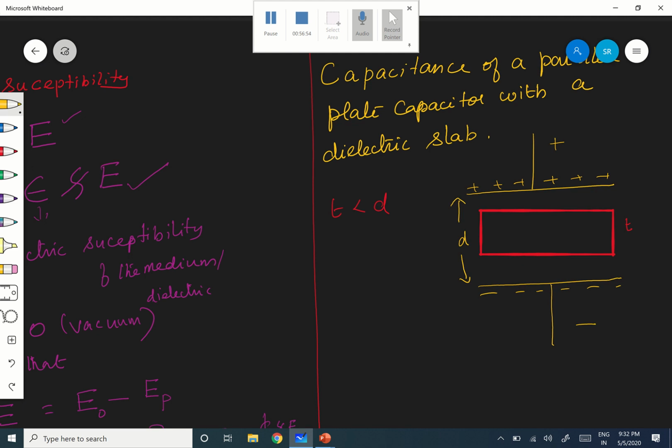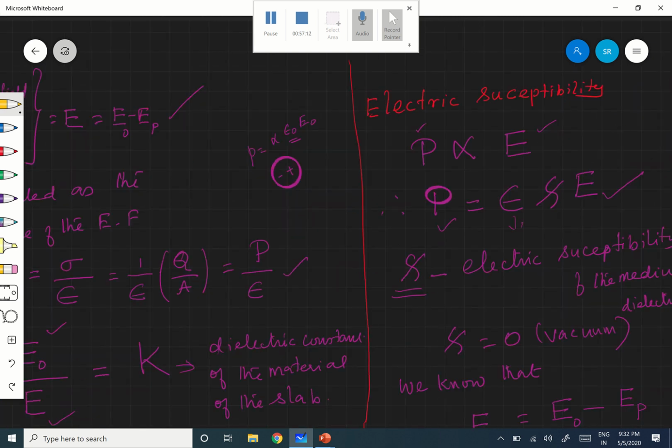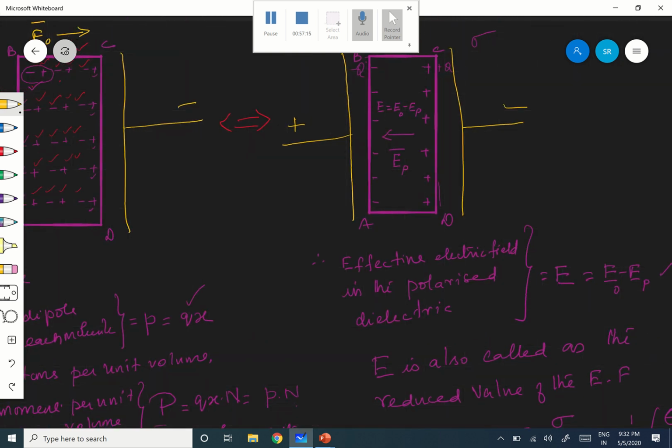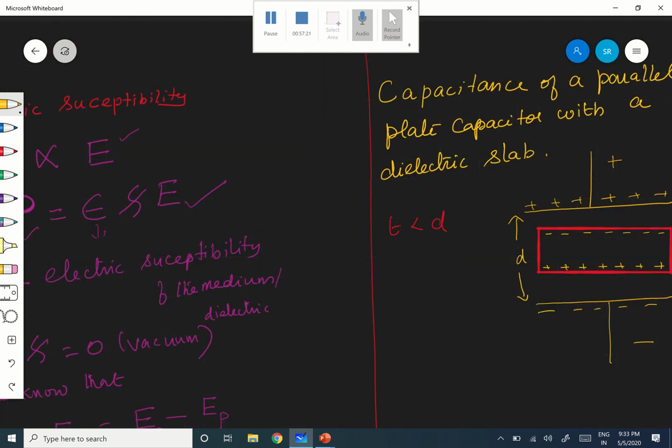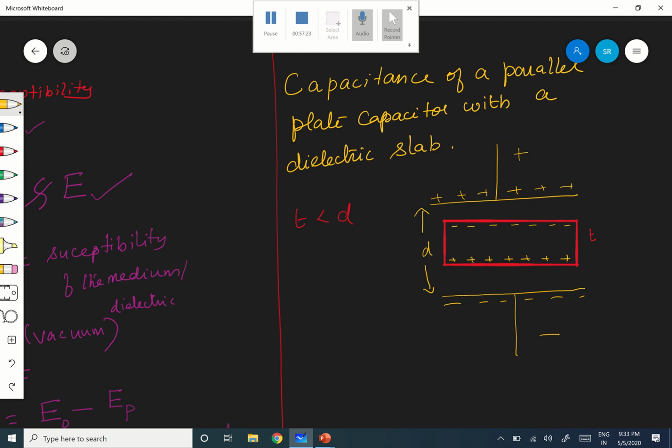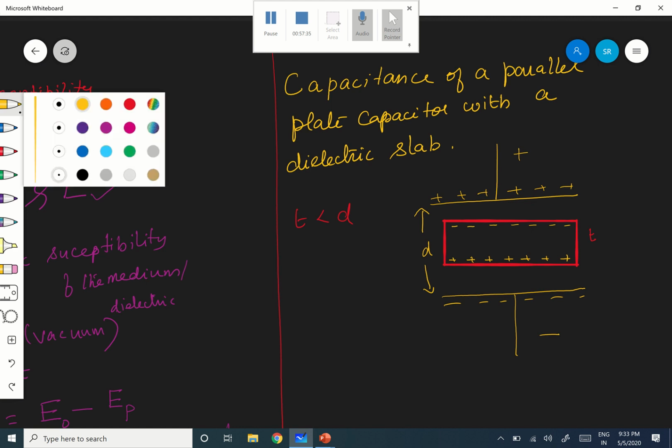Definitely there will be a polarization. Just now we have seen dielectric polarization: on this side, negative charges will get accumulated. Now inside, everything will cancel. Therefore the top surface is negative and the bottom surface will be positive. But before that, there is a uniform electric field. I have to draw the uniform electric field now, because it is kept in an external electric field.